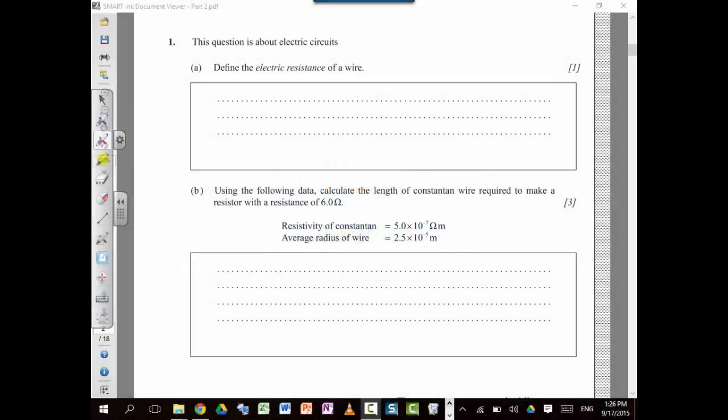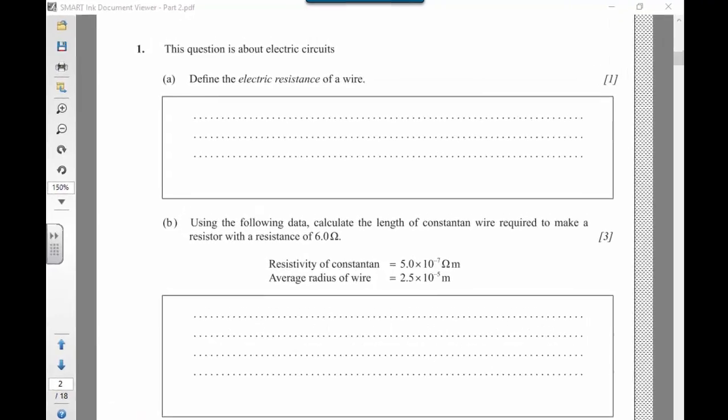Okay, I'm going to go through paper 2, and the first question is about electric circuits. Define electric resistance of a wire.